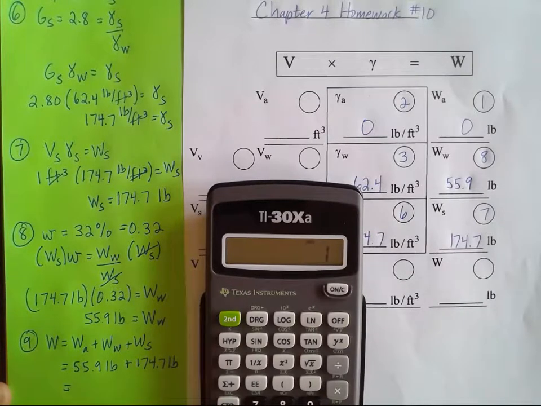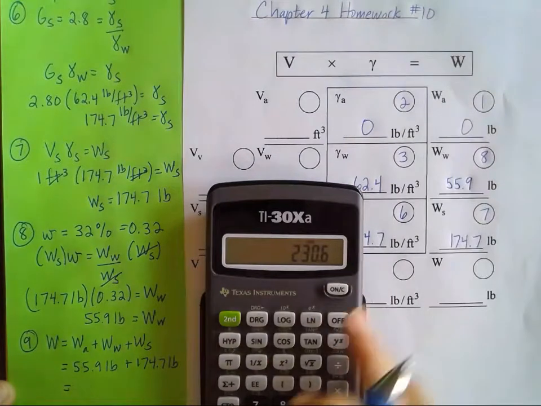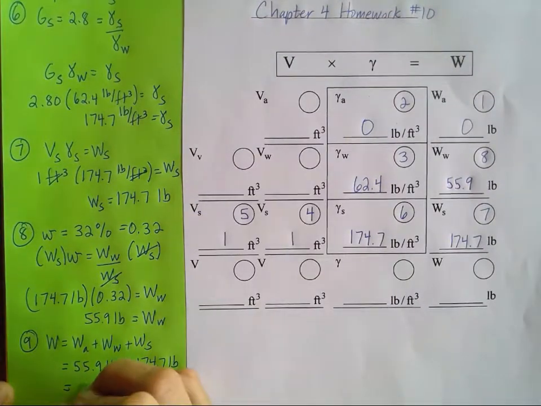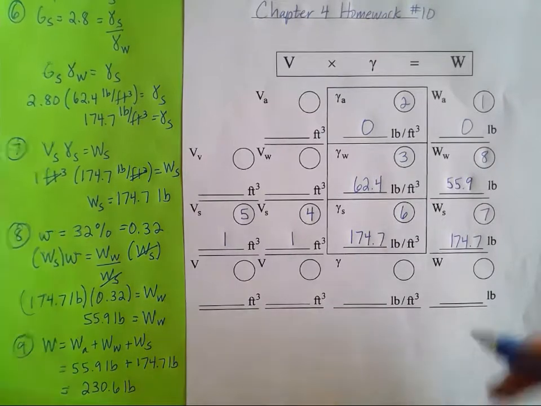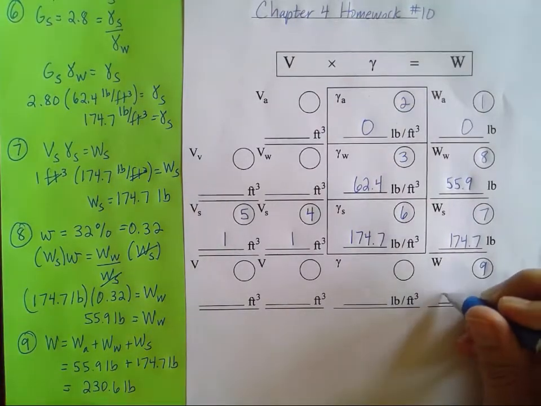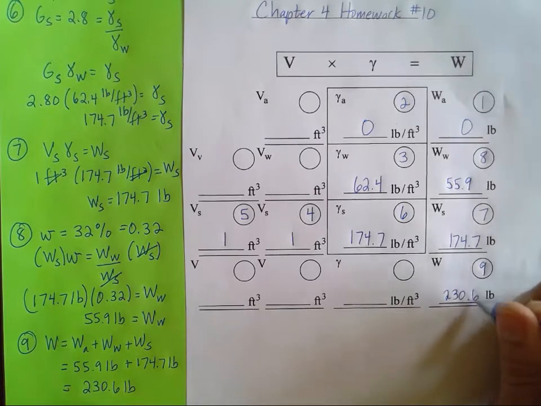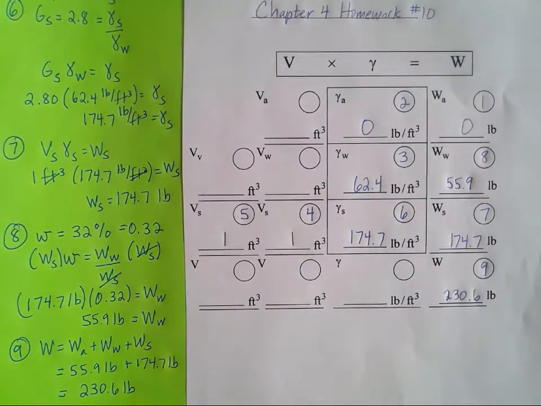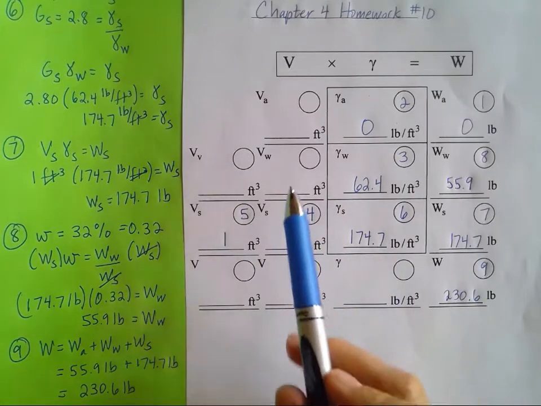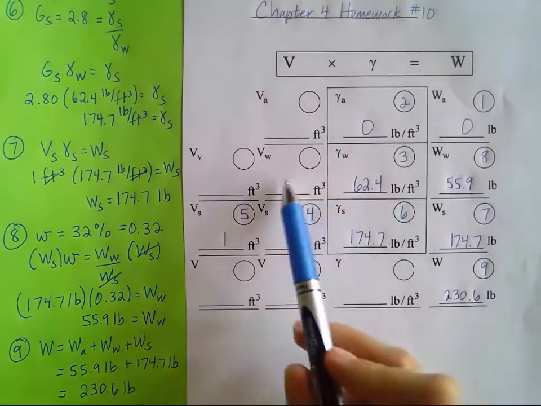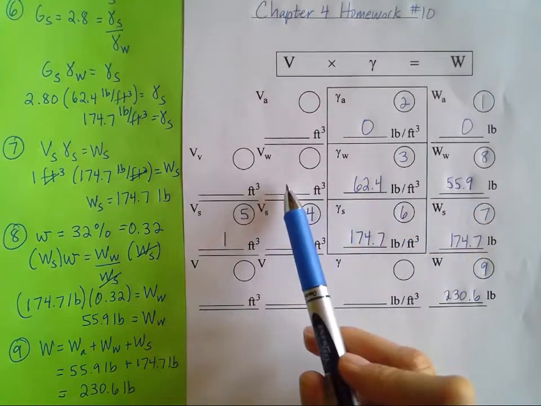55.9 plus 174.7, and I get 230.6 pounds for my total weight. So I'll put that in here, 230.6. Okay, so I've gotten this far, but that looks like that's about all. Oh, I guess I could find my volume of water. Let's go ahead and do that because I can use that information across.